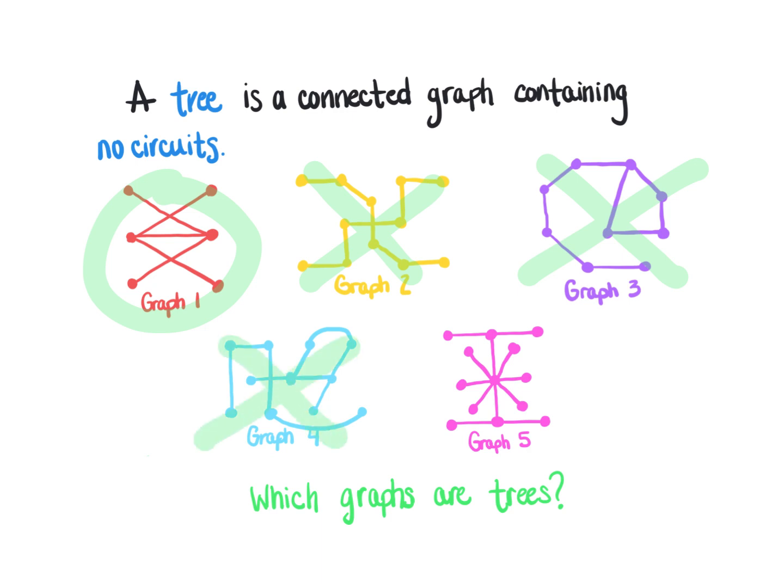And then last but not least, if we look at this graph, we can go from every vertex to every other, but we can't get back to where we started without retracing. And it is indeed a connected graph. And so this graph number 5 is a tree.